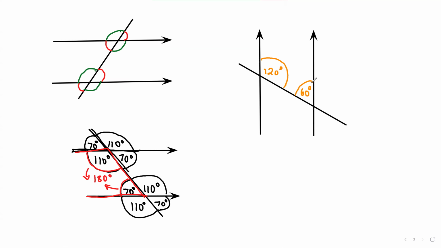All right, so the angles formed between the parallel lines on the same side of the transversal, so it's between these two, are what we call supplementary angles because they add up to 180 degrees. Okay, so we're going to use that same principle with bearings.